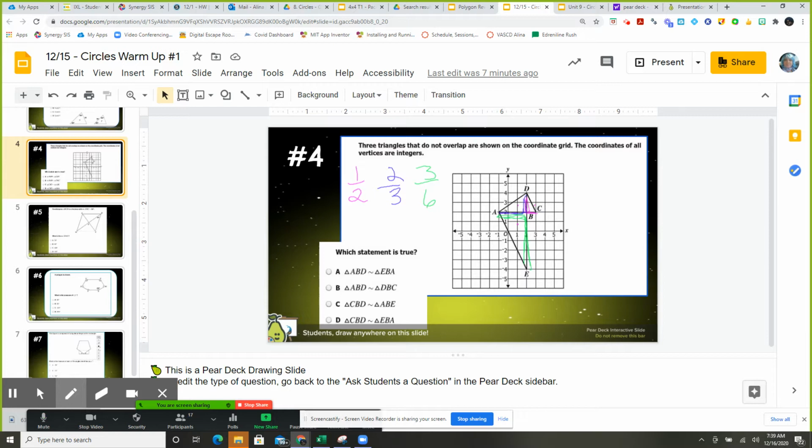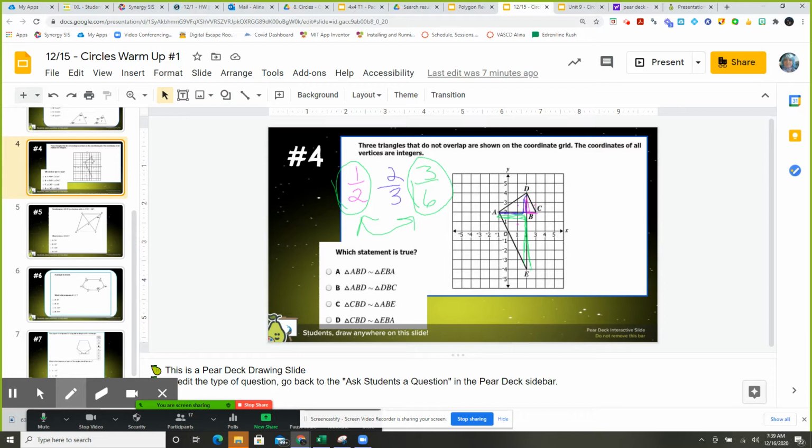2 over 3 and 3 over 6. Are those exactly the same? What is 3 over 6 reduced to? 2, there. 1, no. Oh wait, no, I meant 3 over 6. 1, 2. It would, absolutely. So 3 over 6 reduces to 1 over 2. Those are exactly the same, right?